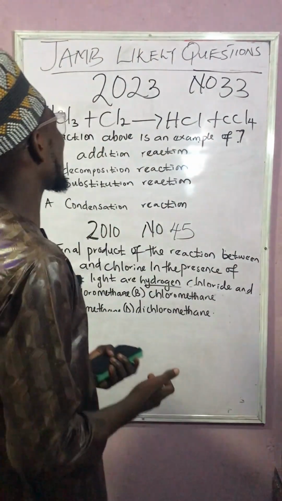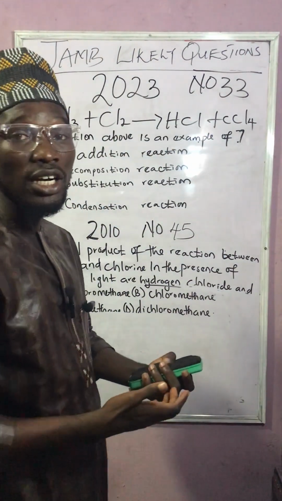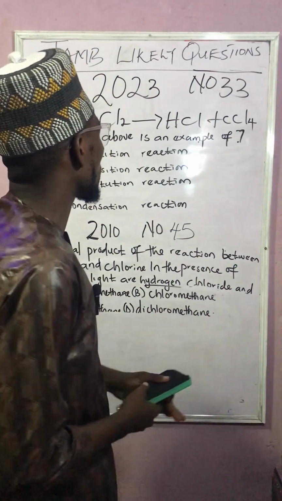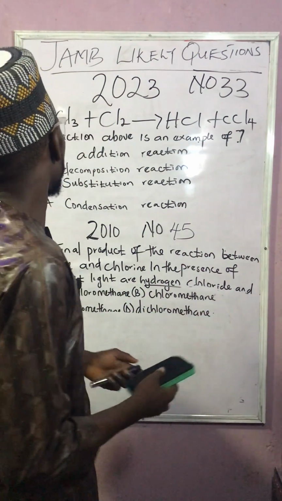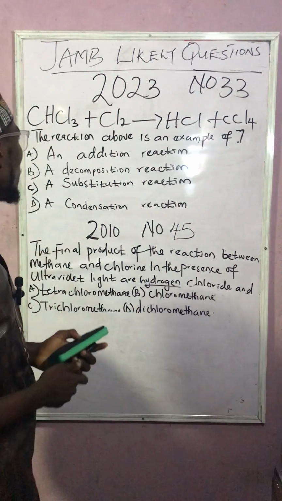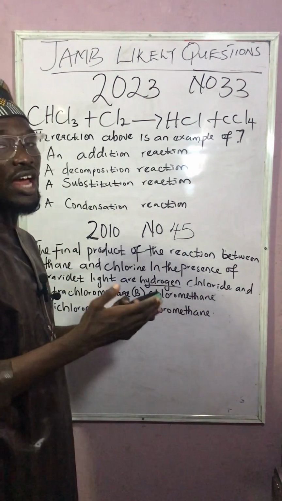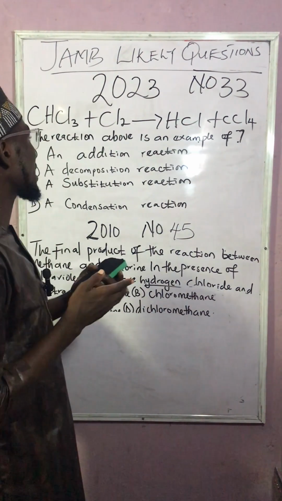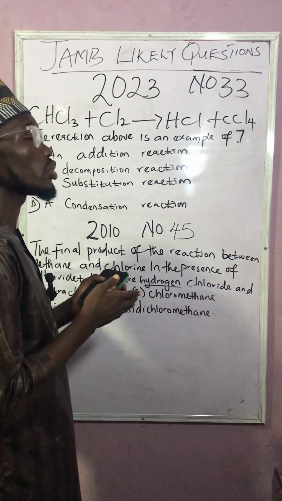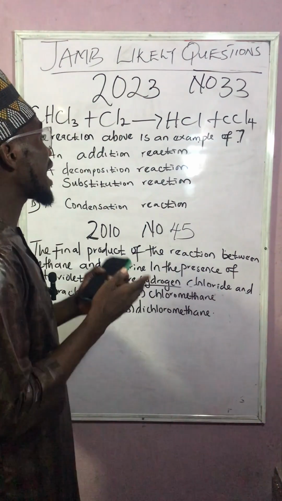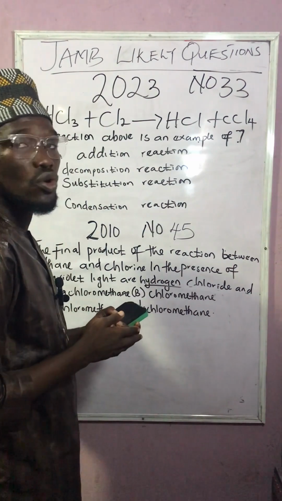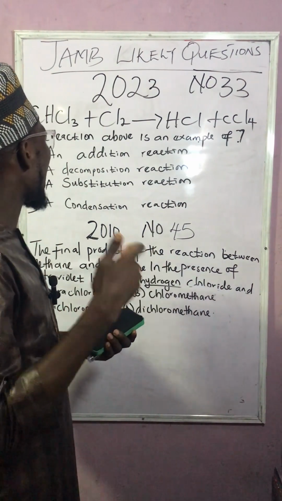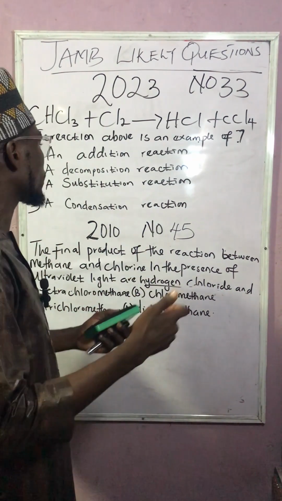In today's lesson, we are looking at a JAMB likely question as usual. Today's JAMB likely question goes thus: CHCl3, which is known as trichloromethane, reacting with chlorine gas or chlorine molecule yields hydrogen chloride and tetrachloromethane. The reaction above is an example of A.